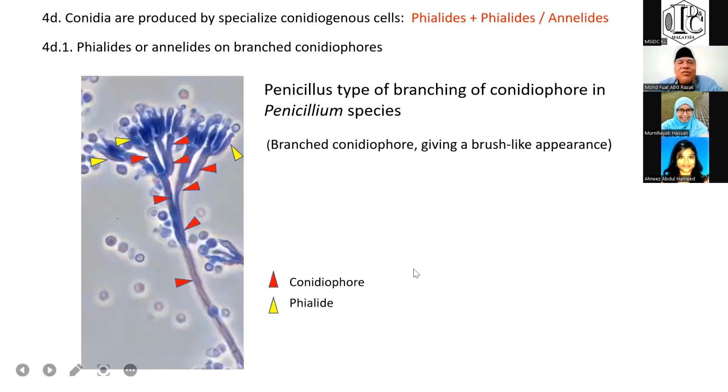In some fungi, the conidiophore is not a simple conidiophore. Even though at the tips of the conidiophore it produces phialides or annellides, the conidiophore is branched. So there are two types of branching in fungi. The most common one is the penicillus or penicillate type of branching. Okay, the conidiophore branches giving a brush-like appearance like this. It branches and it gives a brush-like appearance. So this is the penicillate type of branching, or penicillus. That's why this fungus is called Penicillium.